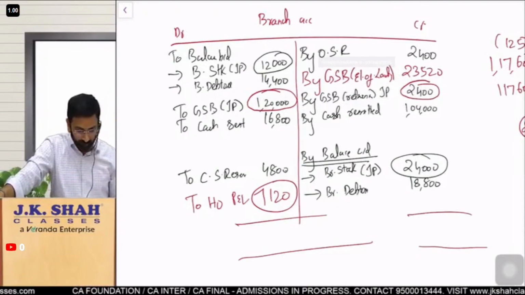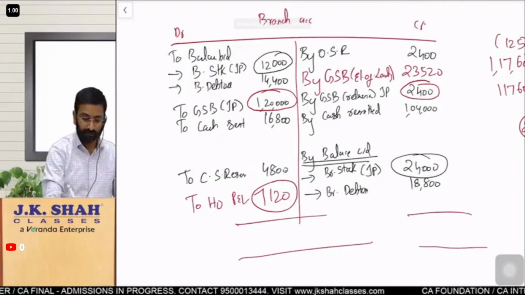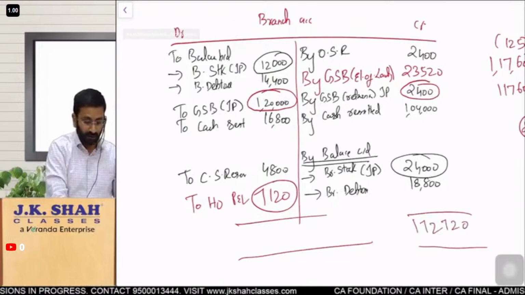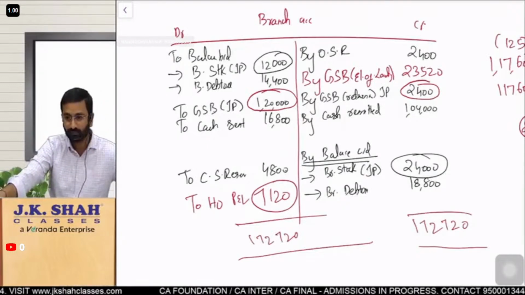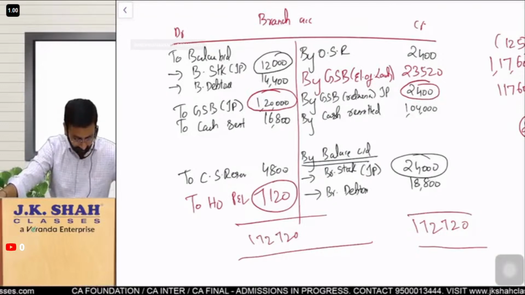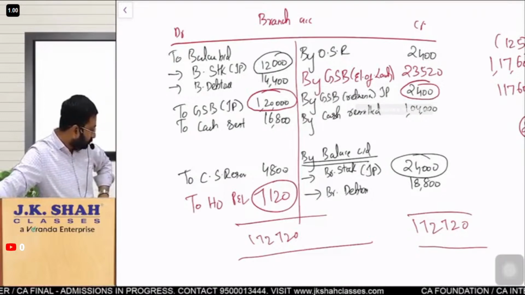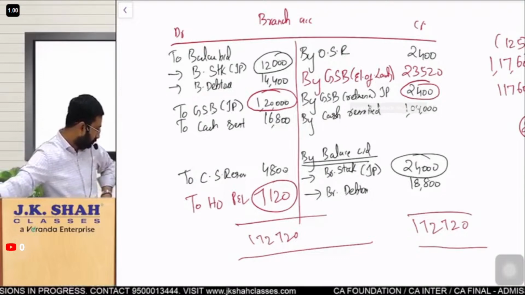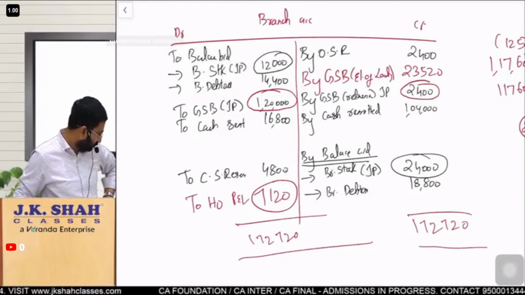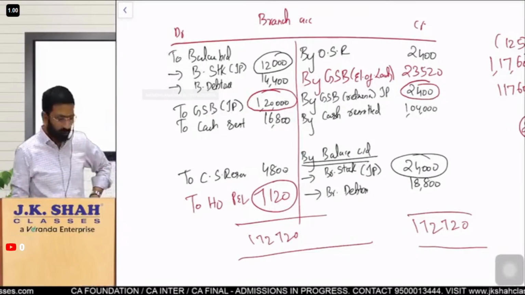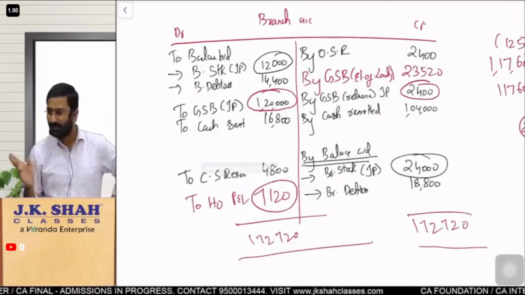What's the total? 4,800,000. 1,72,720. Total 175,120. Anyway, total not relevant. Profit you wrote correctly.